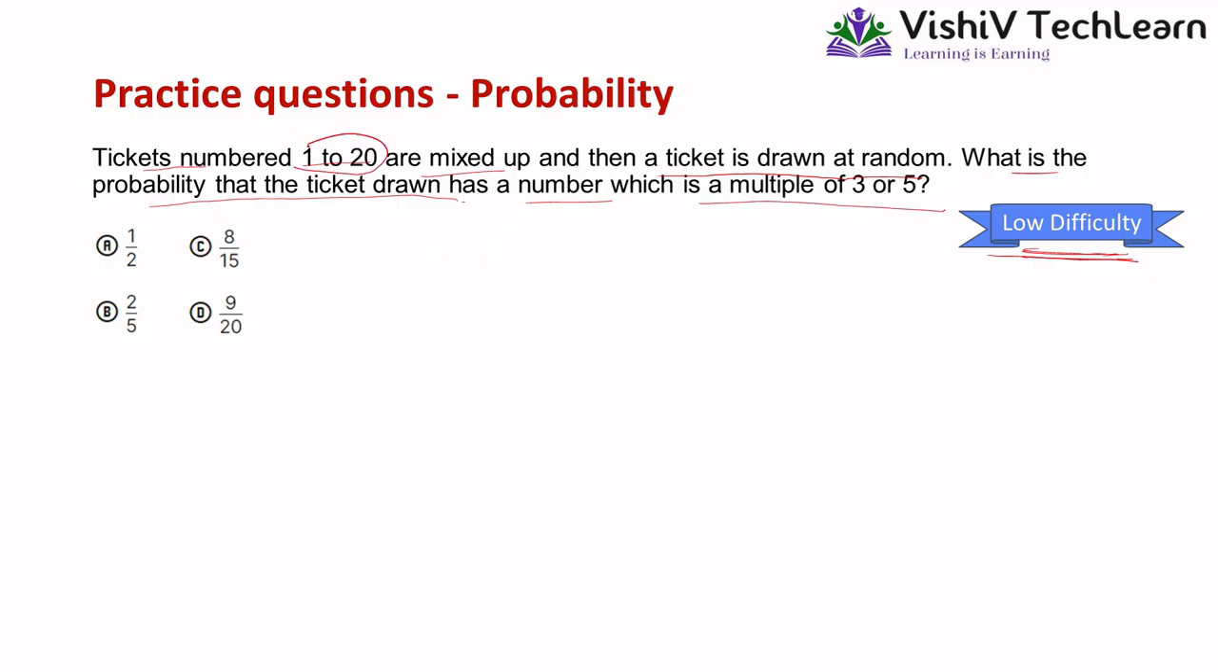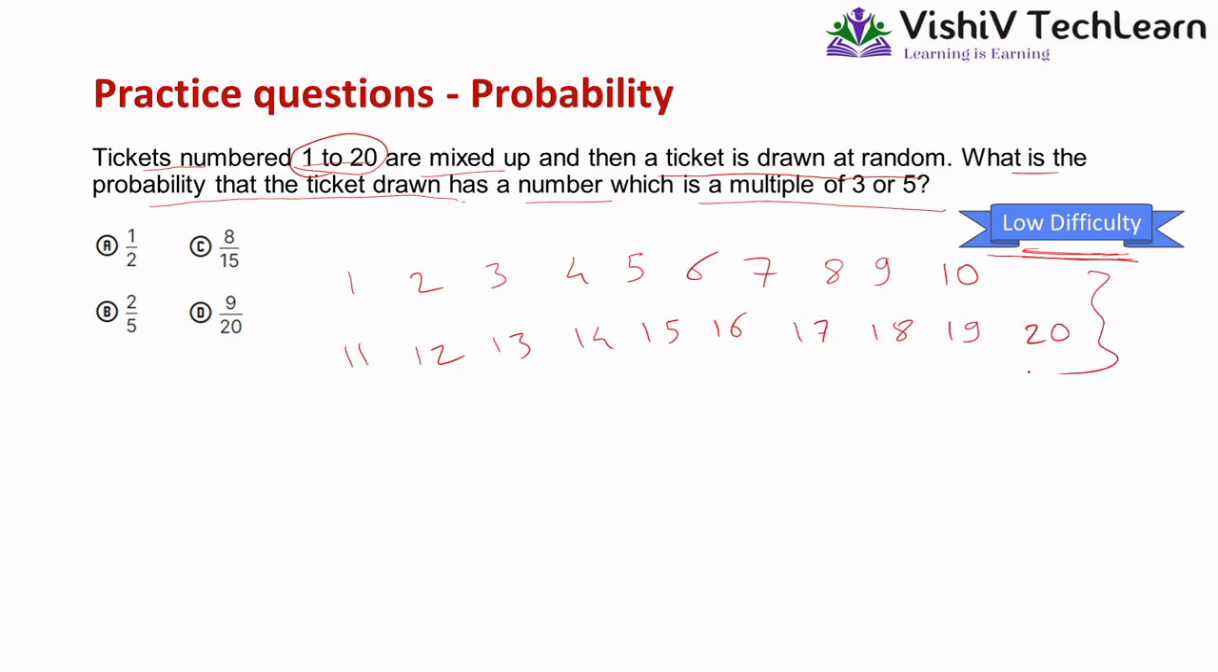So what is given? We have tickets. Let's say these are the tickets 1, 2, 3, 4, 5, 6, 7, 8, 9, 10. 20 tickets are there. So let's write the remaining numbers also: 13, 14, 15, 16, 17, 18, 19 and 20. So these are 20 tickets.